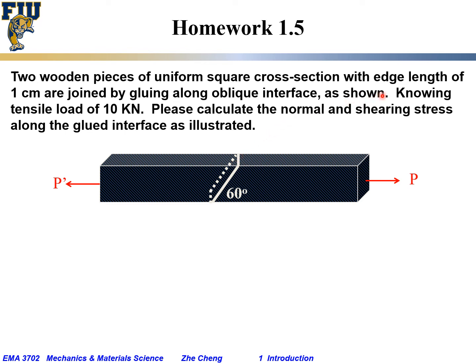So if the tensile load is 10 kilonewton, P on the right 10 kilonewton, P prime on the left 10 kilonewton, we want you to calculate the normal and the shearing stress for the glued oblique interface as illustrated. We want to calculate the normal stress and the shearing stress for the plane of interest along the glued interface as illustrated.